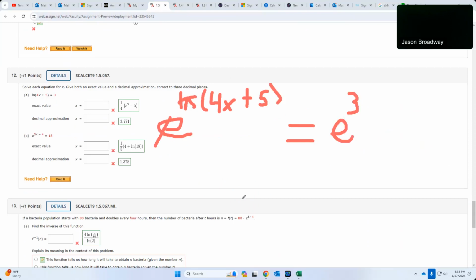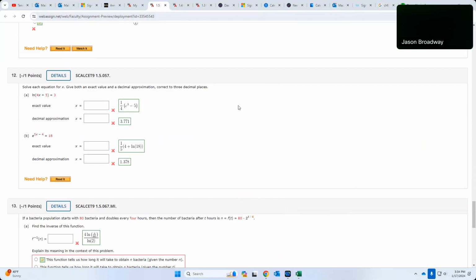I don't need an equal sign yet. So 4x plus 5 equals e cubed. E cubed is just a number, right? That's all e cubed is. Solve for x, subtract 5 from both sides. You'll get e cubed minus 5. Divide e cubed minus 5 by 4, or multiply it by a quarter, 1/4. Same thing. You'll get that. If you round it with a calculator, you get that.